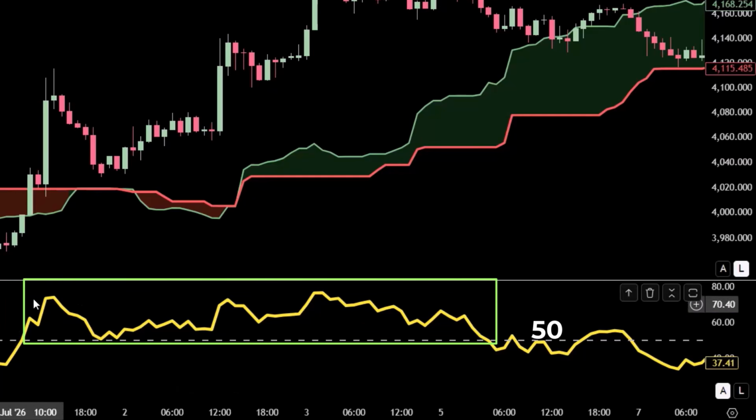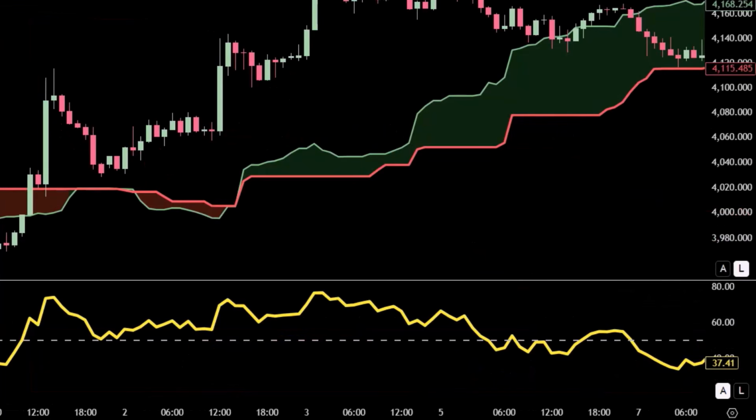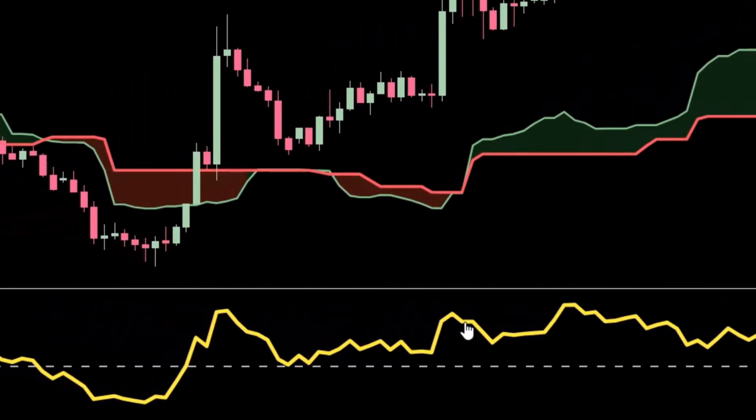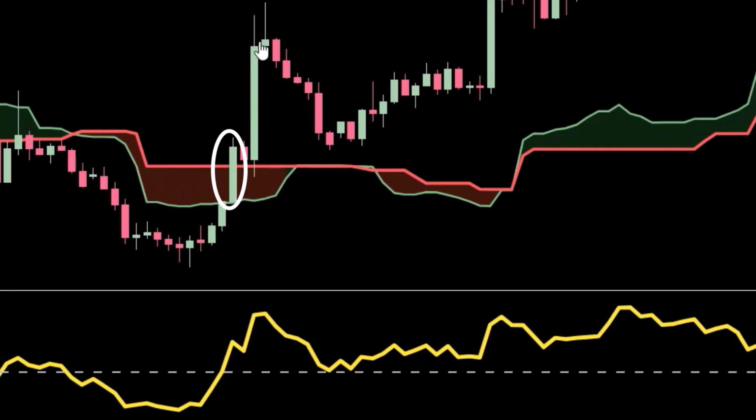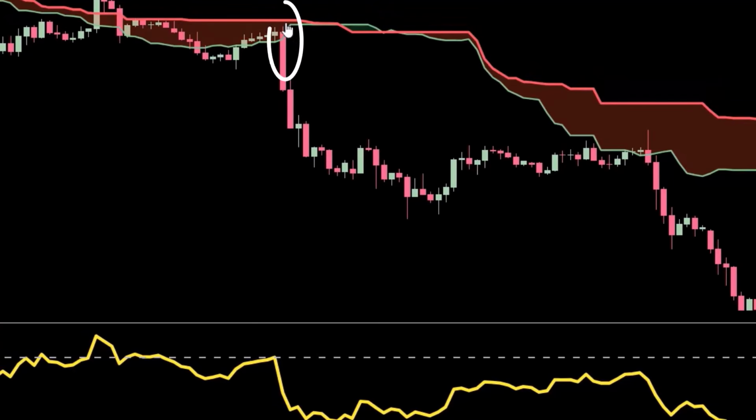When RSI is above 50, it shows that bullish momentum is stronger. When RSI is below 50, it shows that bearish momentum is stronger. So RSI helps us answer an important question. Does this breakout have enough momentum behind it? For a buy trade, we don't want only the price to move above the Ichimoku Cloud, we also want RSI to cross above 50. This tells us that buyers are not only pushing the price higher, but they also have a stronger momentum. For a sell trade, we'll look for the opposite condition. We want the price to move below the cloud and RSI to cross below 50. This combination gives us a strong confirmation and helps us avoid some weak breakout signals.